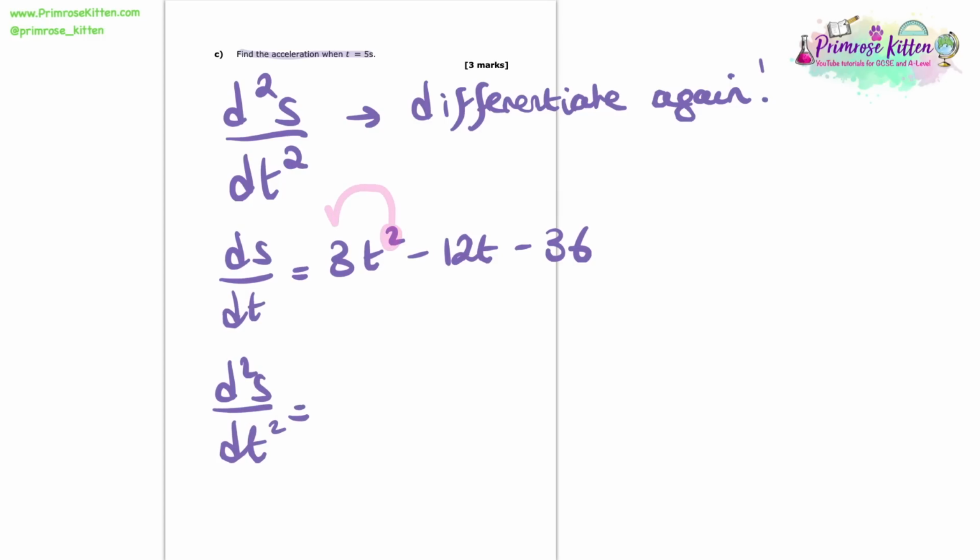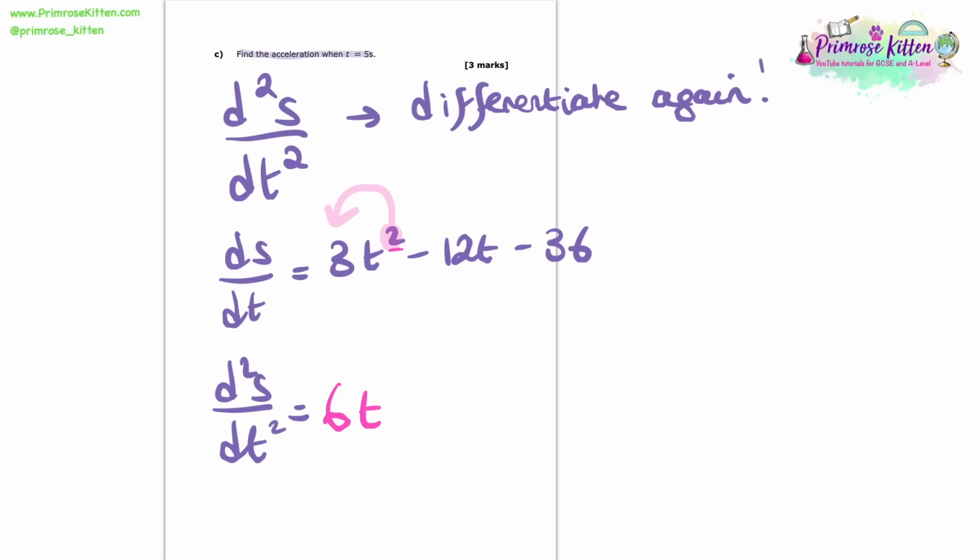So let's use this method again. We're going to take the power and multiply through by the power. That gives us 6. And then we subtract 1 from the power. 2 minus 1 just gives us 1. And of course we don't have to bother writing that, so we can just say 6t.